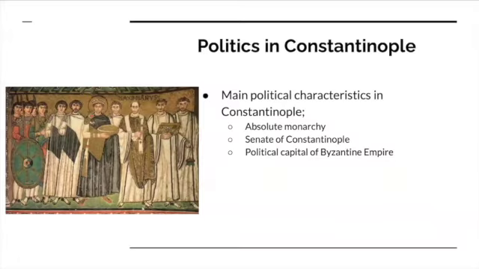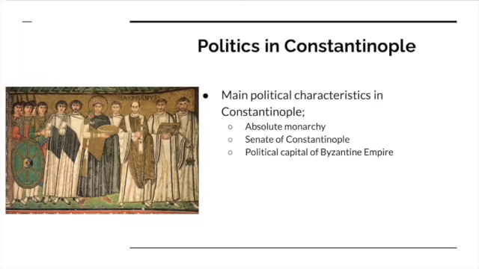Main political characteristics in Constantinople. The first one is absolute monarchy. Absolute monarchy means that every emperor is chosen based on their bloodline. They are the descendants of the previous emperors. Sometimes exceptions can be seen, and in the Byzantine case, because of military takeovers and unexpected deaths without successors, exceptions had to be made.